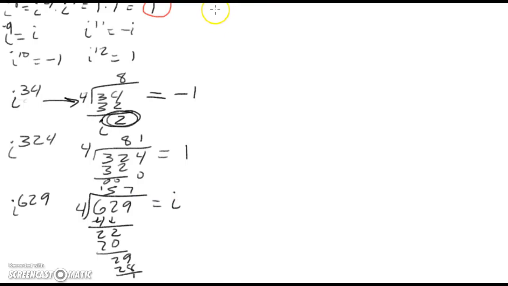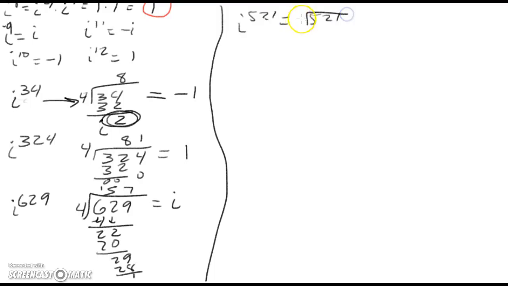Let's do several more examples, and I'll just kind of use the other section of the page over here. i to the 521, so we'll go 521 divided by 4. Goes in there once. There's 1 left. 12 goes in there 3 times. That is 12. That's a 3. 4 does not go into 1. So we have a 0 times, and we have a remainder of 1. i to the 1 power is i. So i to the 521 is just i.